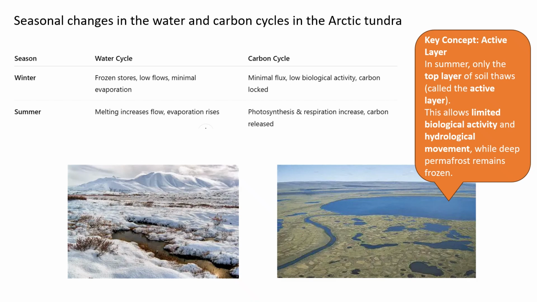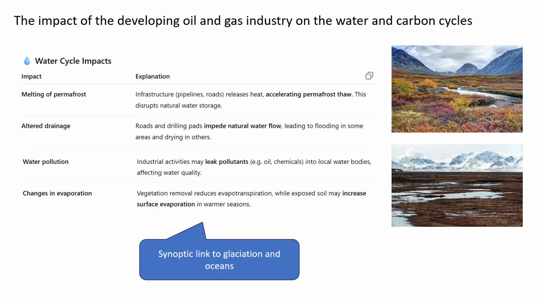If you're looking at the carbon cycle, very little happens in the winter, but in summer when the active layer melts, that's when plants can grow and can photosynthesize and respire, even though it is at a limited rate. These beautiful areas are very sensitive, but there are human activities taking place. There are a lot of restrictions in terms of visiting, etc., but these do have oil and gas.